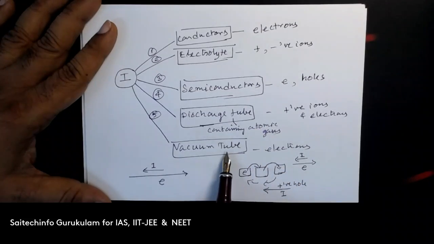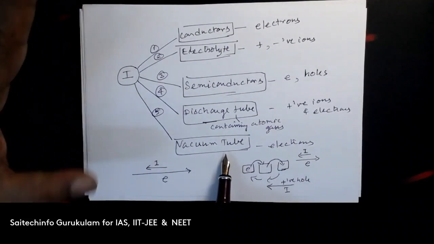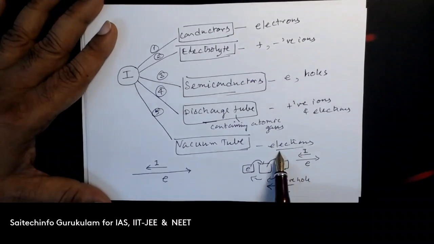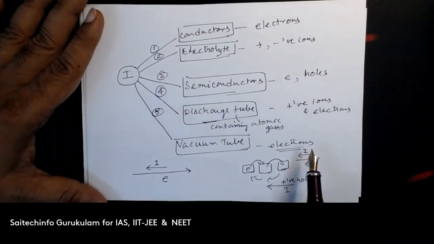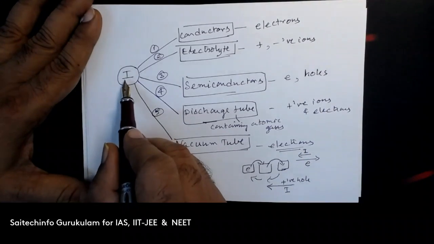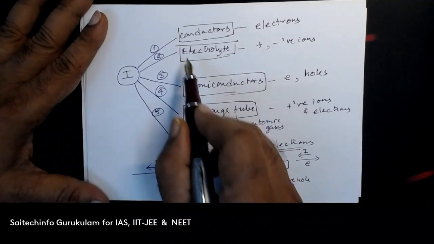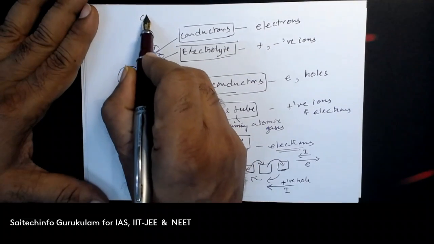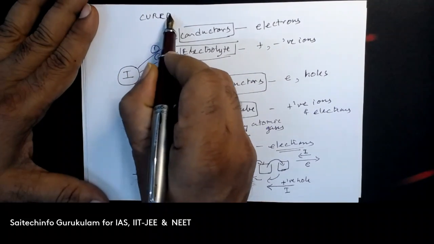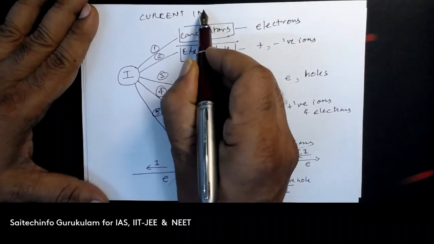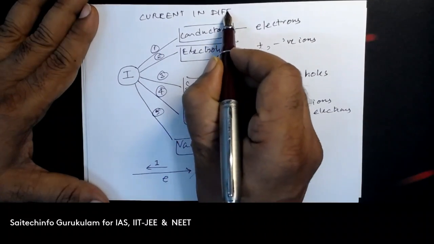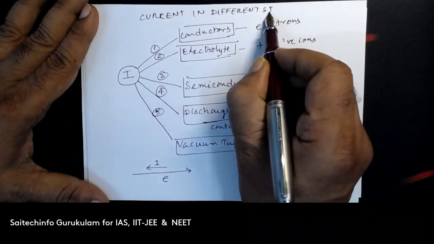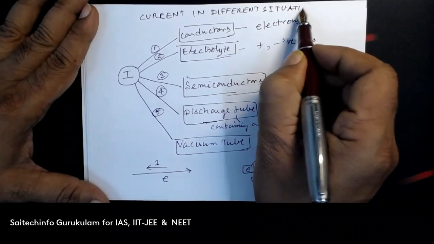And in the case of a vacuum tube, where no gas is there, completely vacuum, here you cannot talk about ions, and the electrons are responsible for conductance of electricity. So likewise, the current can be explained under different situations. So you can give a title like this: current in different situations. Take down current in different situations. Are you able to follow this?